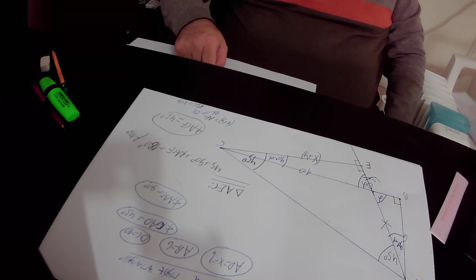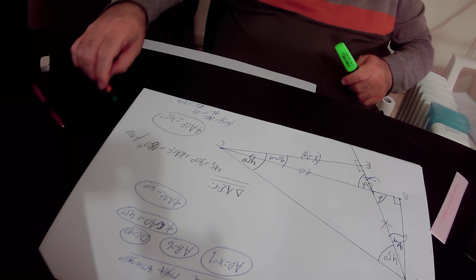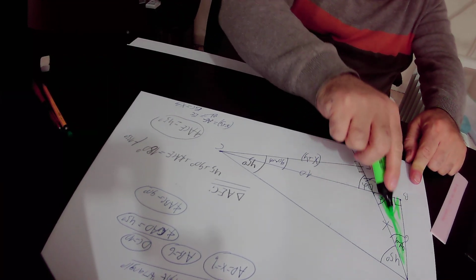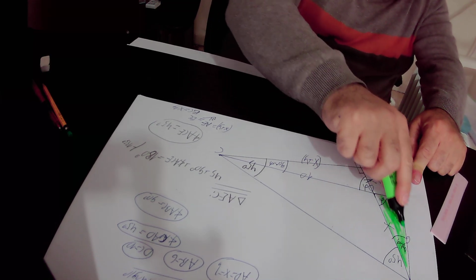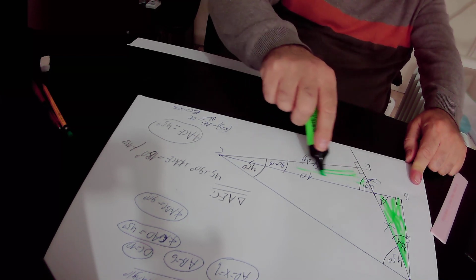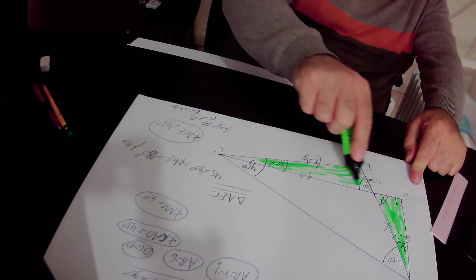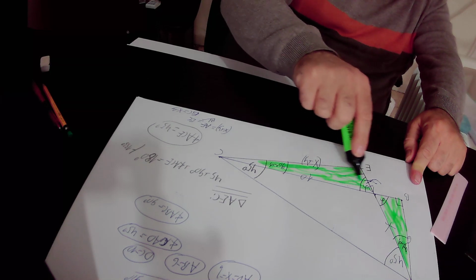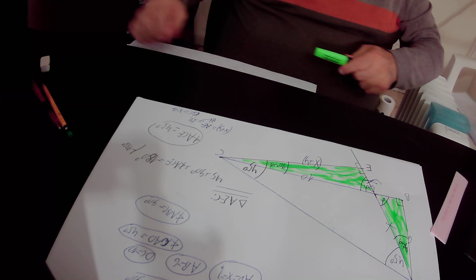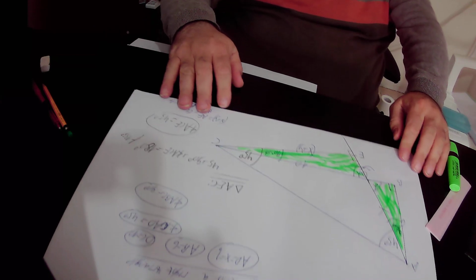Therefore, we actually found out that the two right triangles, the two green right triangles, that is to say triangle ADB and the right triangle DEC, are similar to each other. Why are they similar to each other? Because those two green right triangles have exactly the same angles.